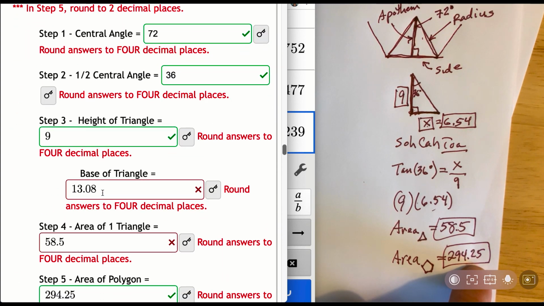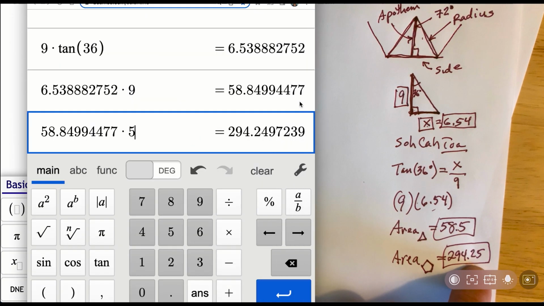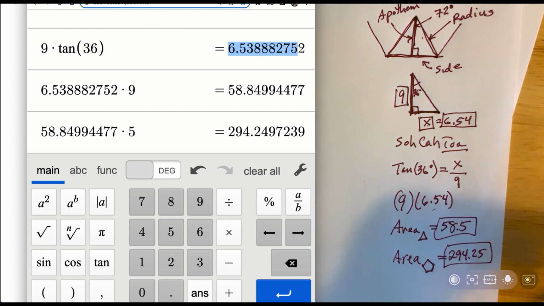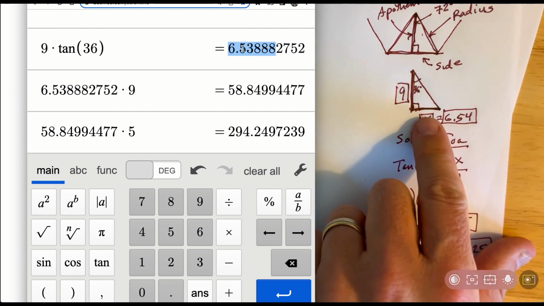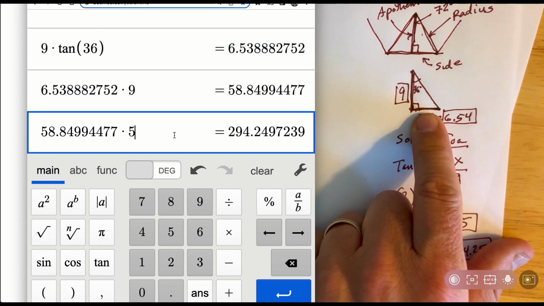Does it turn green? It did not like one of my answers, it looks like. The base of the triangle. Back when I was going through that one side length of 6.53, it wants to be a little bit more exact. This was the exact length of that half side right here. I'm going to take that now and double it. So let me go do that right now.